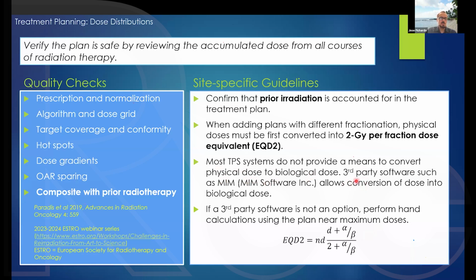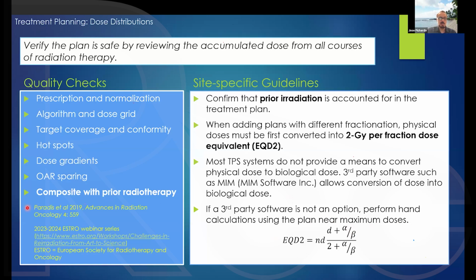So you may have to use third-party software such as MIM or Velocity or some others that I'm not familiar with that allow you to convert physical dose into biological dose to add it. Now, if you don't have that option, because these software packages are very expensive and maybe your clinic doesn't want to buy them, that's okay. You can always do a manual calculation using what they call near maximum doses. All of that is explained in this paper right here by Paradis et al. If you download this paper, they tell you exactly how to do it step by step.